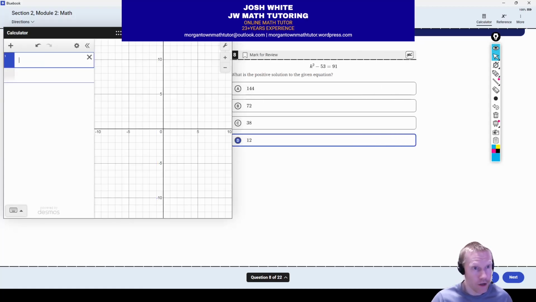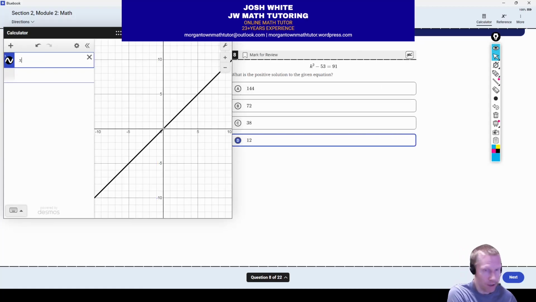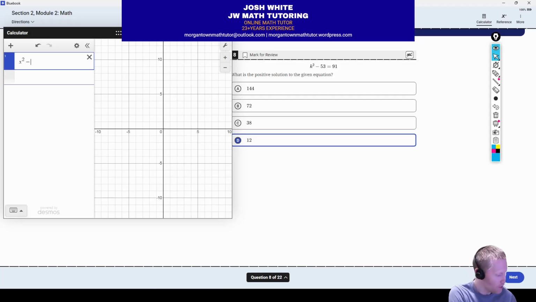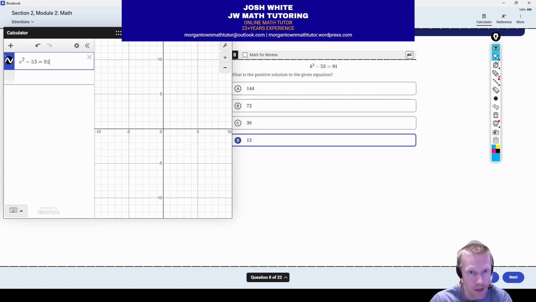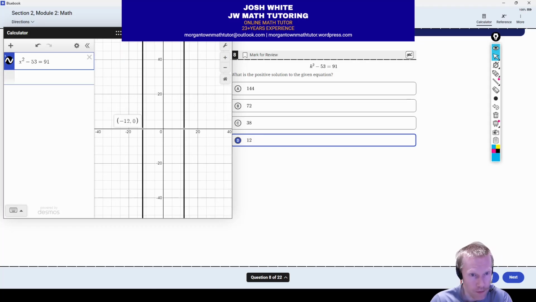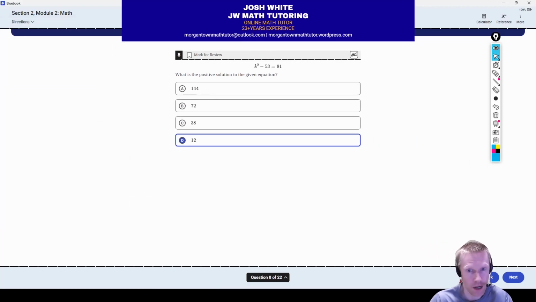Or, again, the other option is we just go to Desmos, and now when I type it in, I'm going to use x instead of k. So now, let's zoom out. Okay, what are my answers? Negative 12 and positive 12 right here. So, okay, obviously the positive one is positive 12.